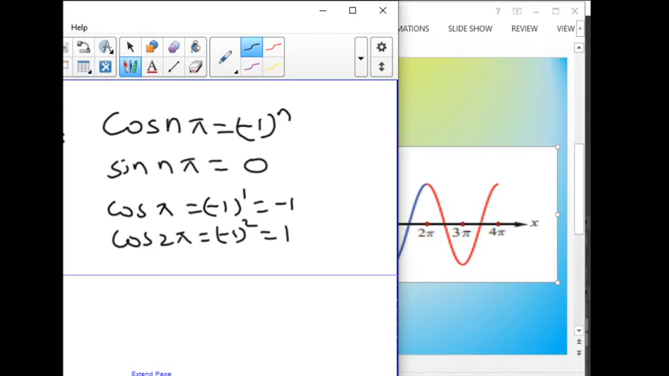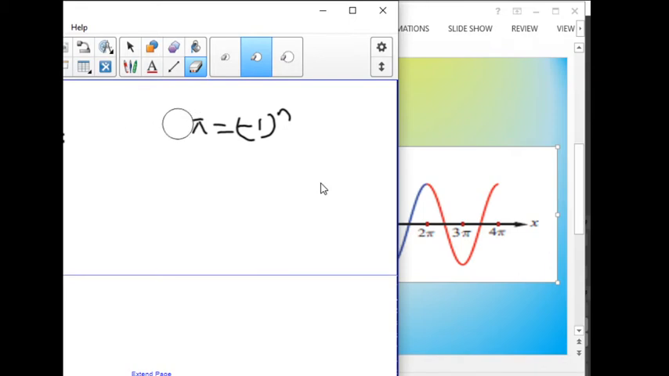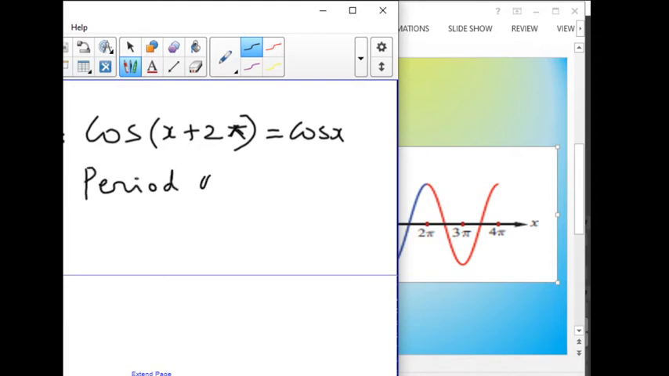And also we have seen the period. What about period of cos x? We know that cos of x plus 2 pi is equal to cos x. Therefore, period of cos x is 2 pi. Okay, period of cos x is 2 pi. And then we have seen the graph.